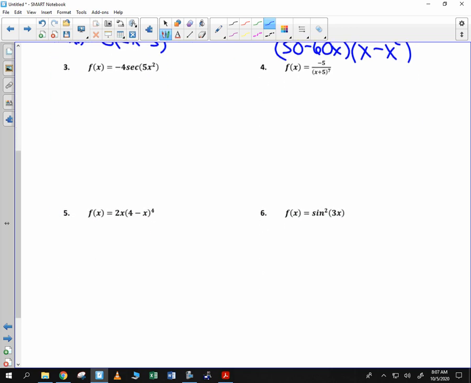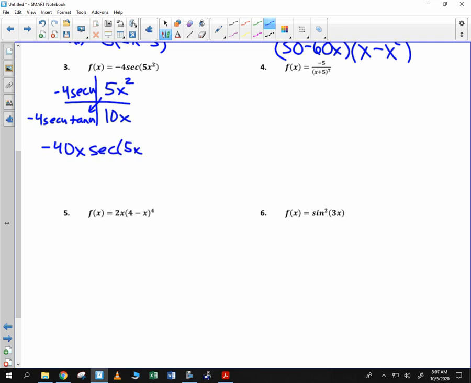Do you remember your trig derivatives? My trig derivatives, I have the outside, which is negative 4 secant of u, and I have 5x squared. Derivative of 5x squared is 10x, and the derivative of negative 4 secant of u is negative 4 secant of u tangent of u. Multiply, we get negative 40x times the secant of 5x squared times the tangent of 5x squared.